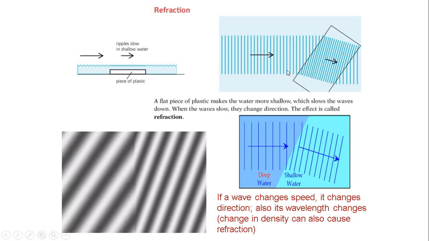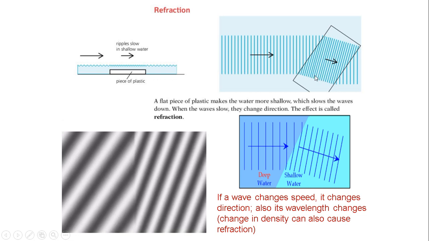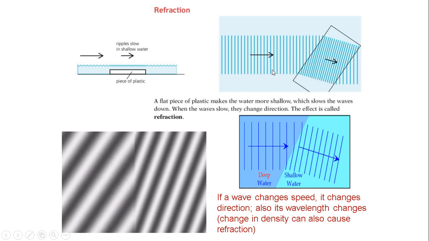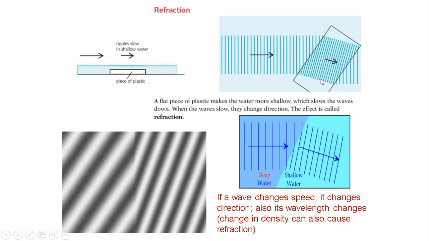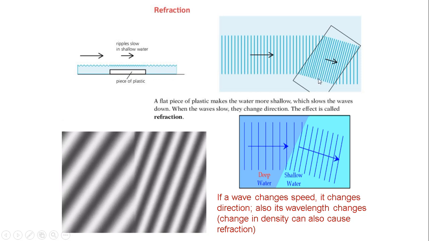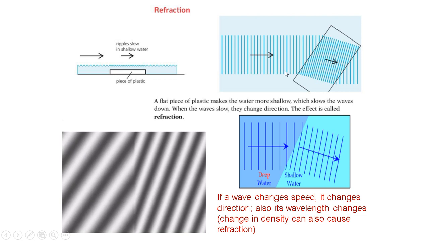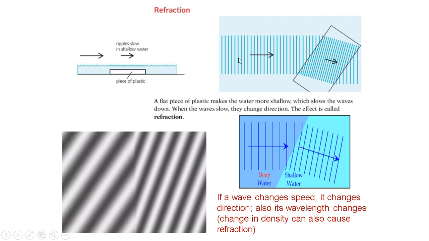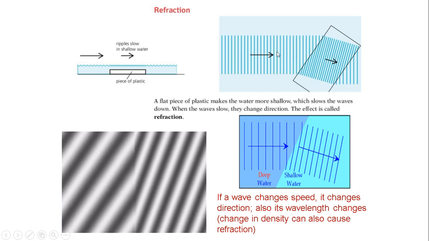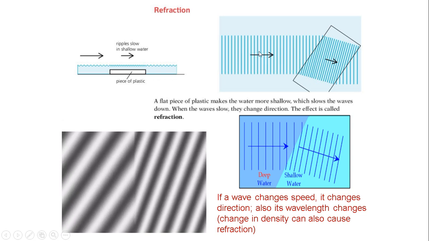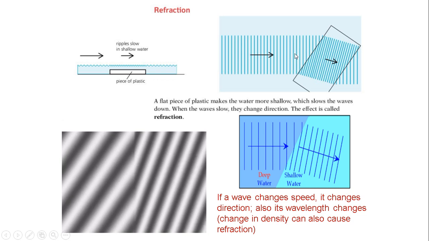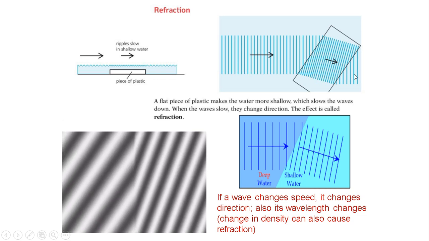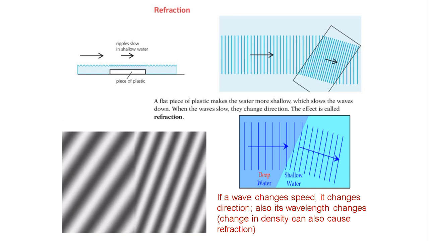Now, what do you notice about the gaps? The gaps represent the wavelength. The gap here and the gap here. What do you notice? This one is compressed and this one is bigger, right? So it means the wavelength here after refraction is smaller than the wavelength before it changes. But don't worry about that. Just know that when a water wave is traveling from a deep region to a shallow region, the speed changes and the direction can even change.